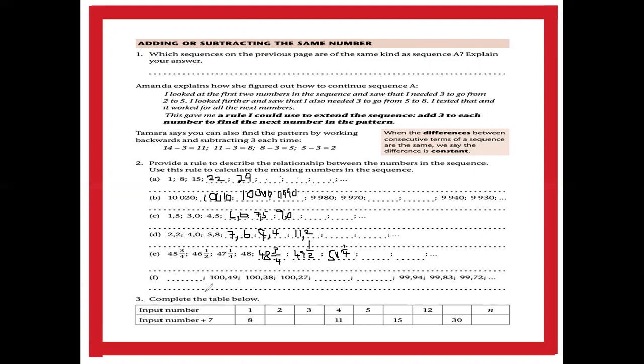Okay, now over here, we have a missing term, and then we go 100.49, and then we go 100.38, and we go 100.27. So it looks like we're going down in this pattern, and it looks like we're going down by 0.11. So let's first go up by 0.11. We will get 100.6.